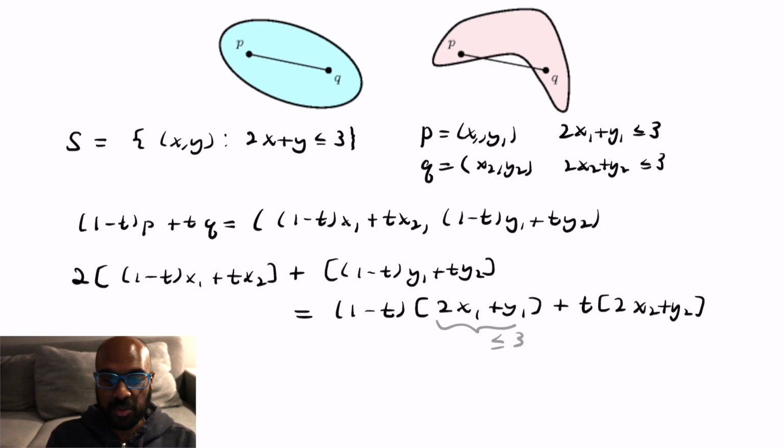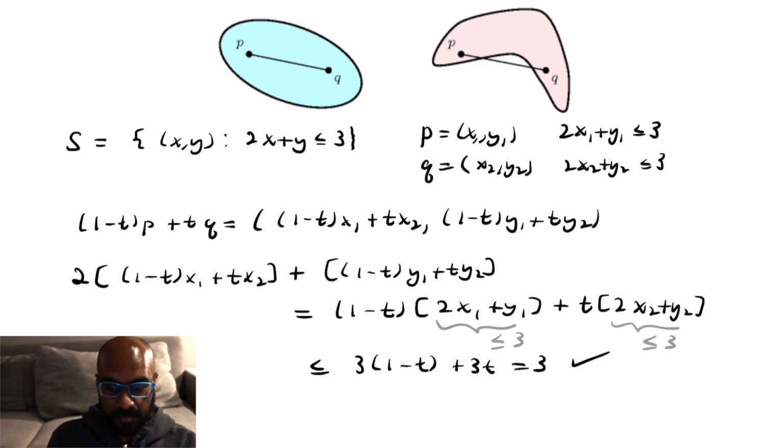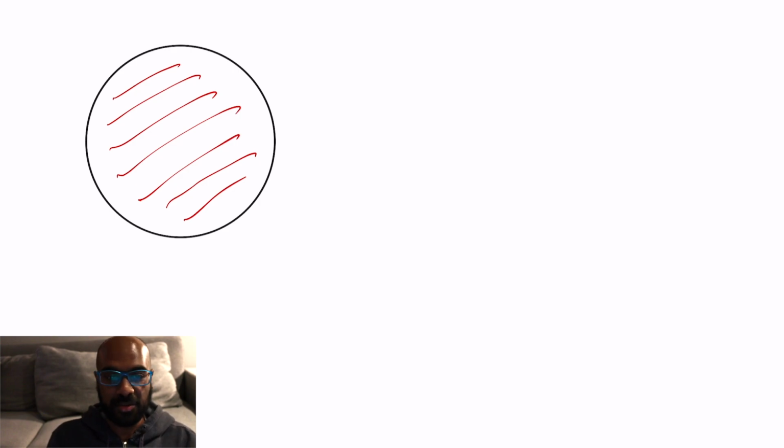Now 2x1 plus y1 is less than or equal to 3 because p is in the set S, and 2x2 plus y2 is also less than or equal to 3. So this quantity is going to be less than or equal to 3 times the quantity 1 minus t plus 3 times t. And we know that because t and 1 minus t are between 0 and 1, so they're actually both non-negative. Okay, and that sums to 3, so then we have that entire thing is less than or equal to 3, so that thing is in our set. Great. So that's a great first example.